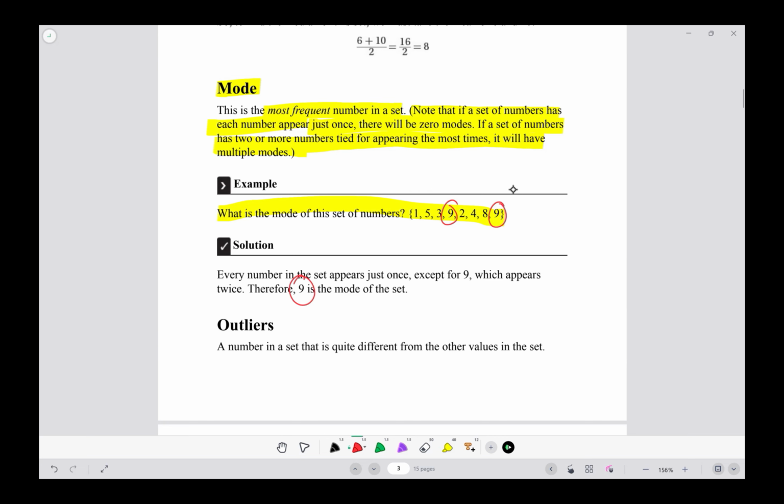It's very simple. And they're also telling you that a set of numbers can also have zero modes. Maybe there is no mode. Zero modes is normal, so please don't be confused. And having multiple modes is also normal.